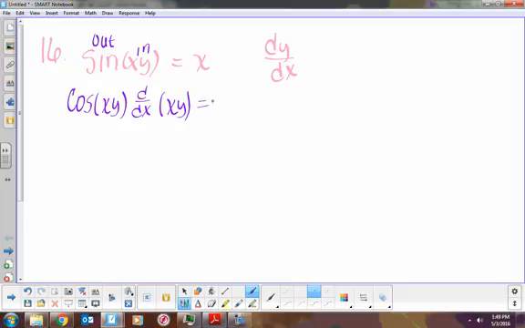What's the derivative of x? 1. And remember, we said we can do dx over dx just to be safe, and what is dx over dx? 1. All right. So now we've got cosine xy, and now we have to do, is there a rule involved?